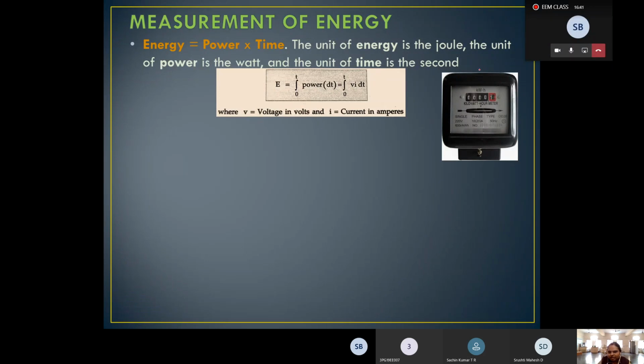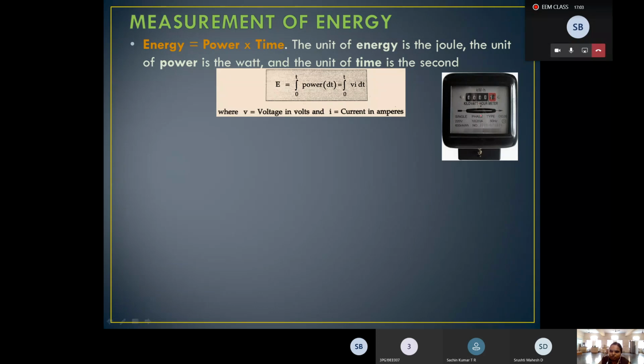Voltage is in volts and current is in amperes. Here I have shown a small picture of the energy meter. In our homes we use this energy meter. How is the energy meter constructed? It has a digital display, and there is a disc, right? This disc will always be rotating.